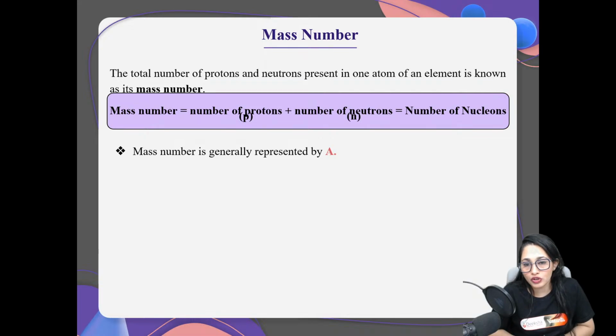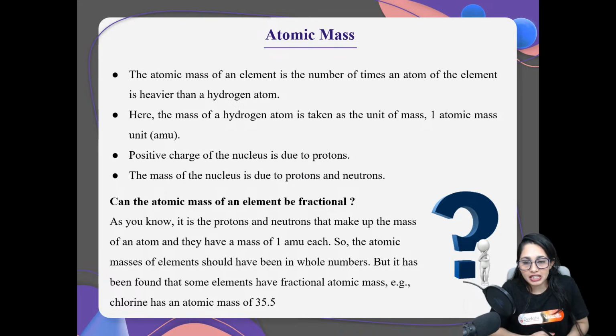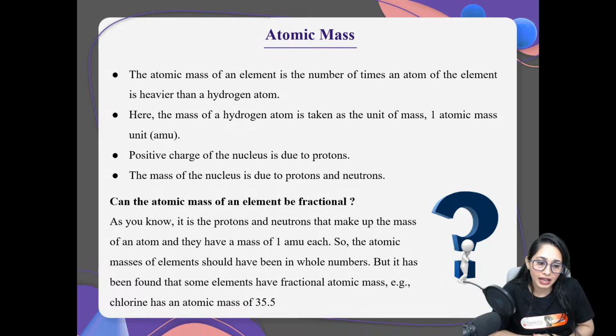Mass number is the number of protons plus the number of neutrons, which means that whatever there is in the center of an atom is the mass number. It is represented by A. Atomic number is represented by Z. Mass number is represented by A. The atomic mass of an element is the number of times an atom of the element is heavier than the hydrogen atom. It is represented in atomic mass units.